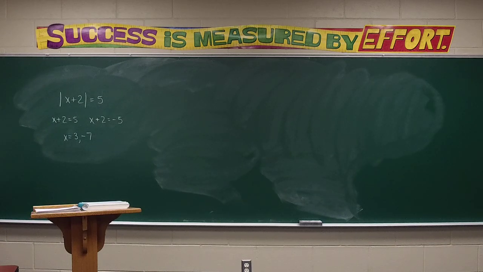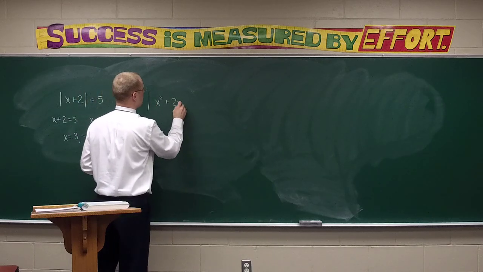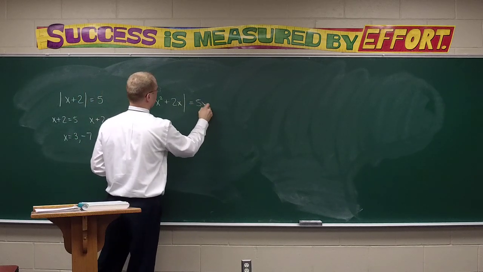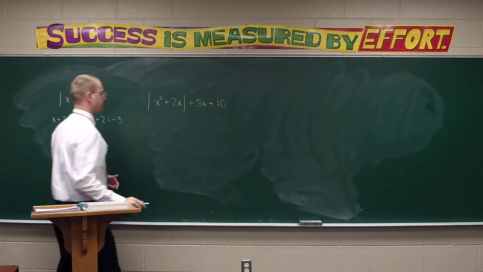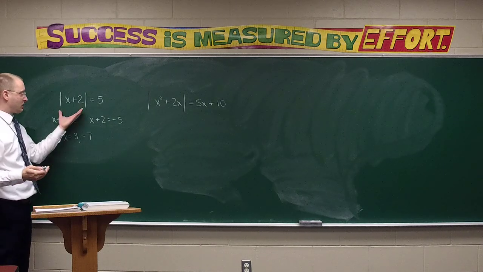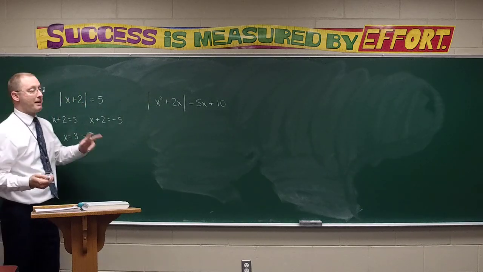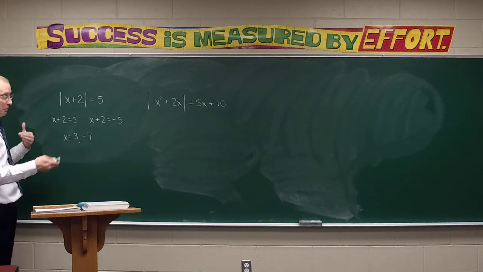The only twist we're going to do to these now is we're going to introduce quadratics into the absolute value, but the steps won't change. Write this down if you would. The absolute value of x squared plus 2x is equal to 5x plus 10. You can see there's a square. That's going to make this quadratic. But the steps are still the same. We isolate the absolute value. It's isolated like it was before. We make 2 equations, as Maddie said, set equal to positive, negative.